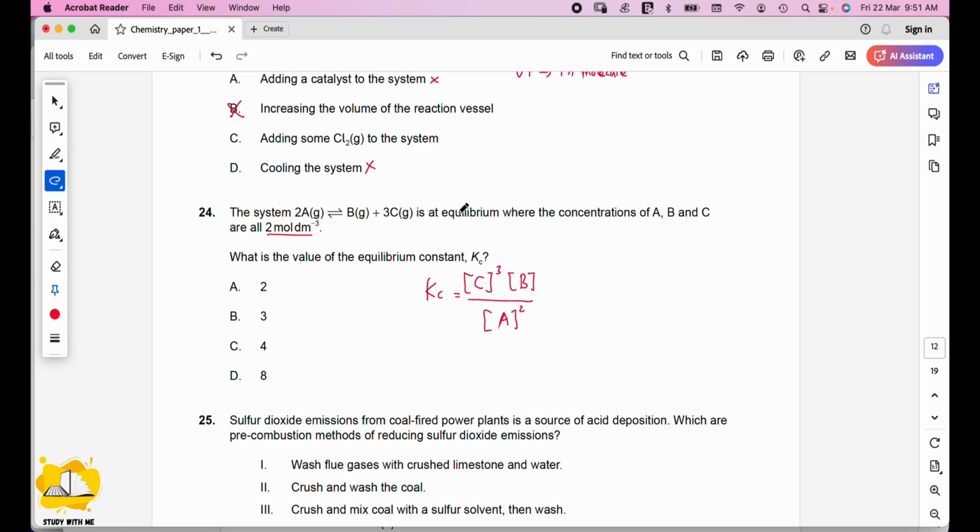But if the mole is known and the volume is known, you need to find the concentration first. So don't plug in the number of mole directly, because you will get the wrong answer. That would be a tricky question. So it will be 2 to the power 3 minus 2, times 2 divided by 2 to the power 2. So that will be 4. The answer is C.